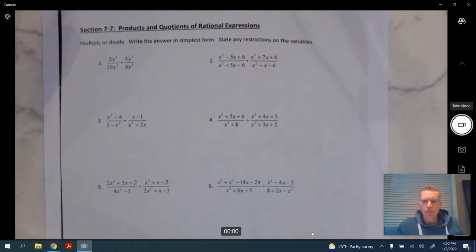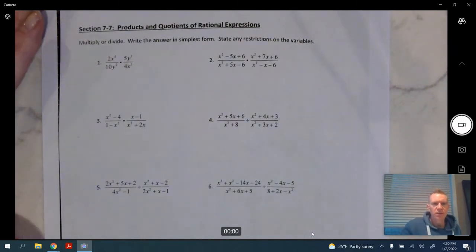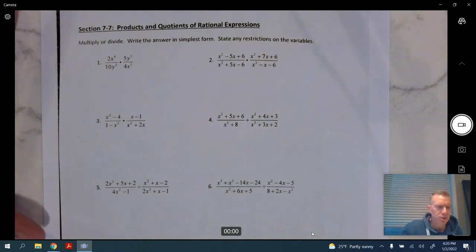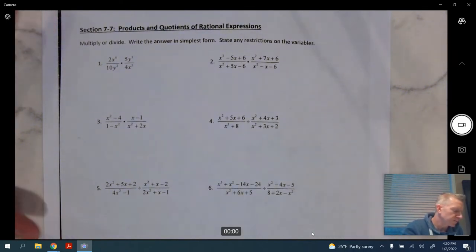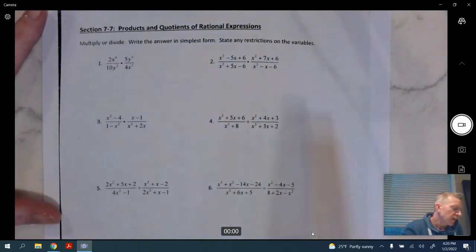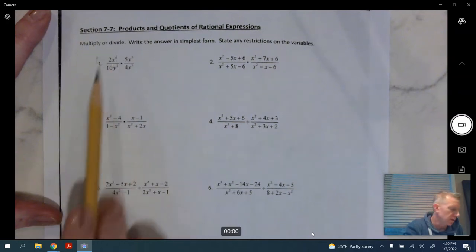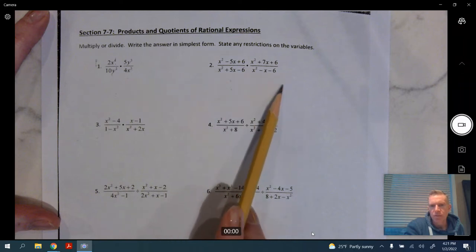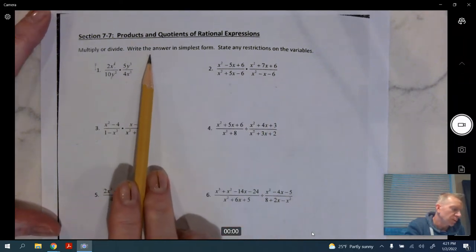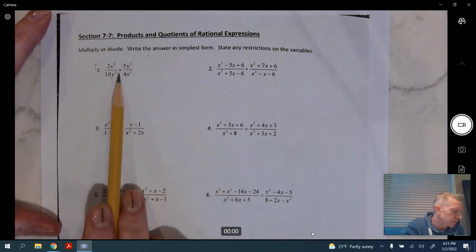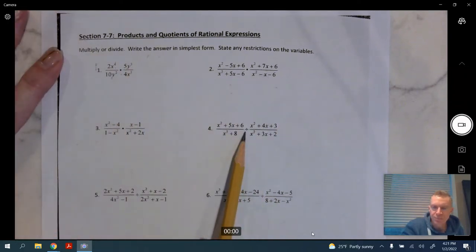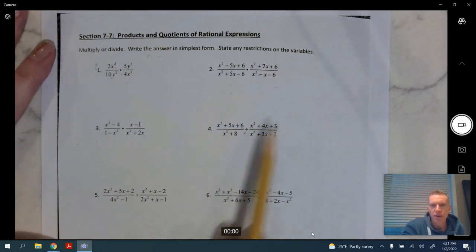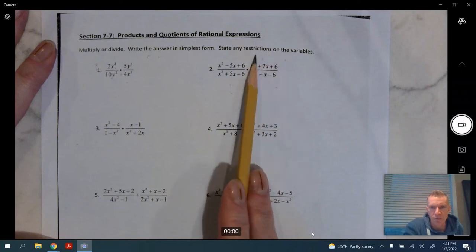We're on, in your packet, go to section 7.7, products and quotients of rational expressions. We're going to do a few of these together. This is when you have rational expressions and you're multiplying or dividing. Rational expressions are just expressions with ratios, fractions. What we want to do is the multiplication or division. Some of these are multiply, some of these are divide. Then we want to do that operation, simplify everything, and state any restrictions on the variables for our domain.